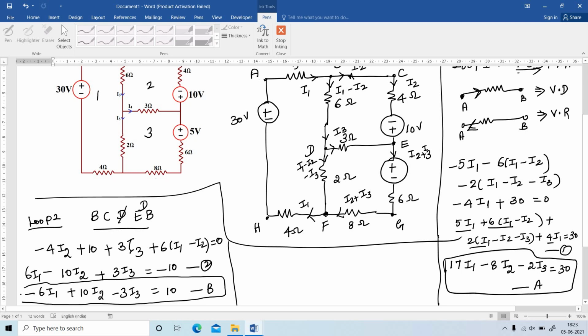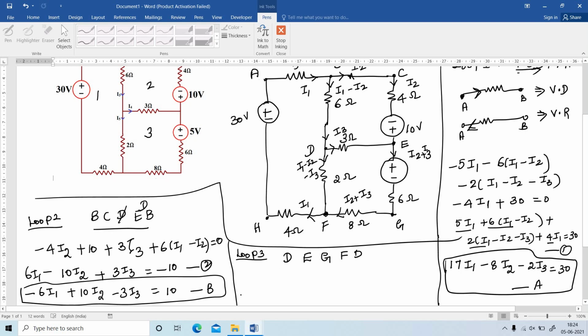And next I am going to consider loop number 3. So what is loop number 3? D, E, G, F, D. This is loop number 3.